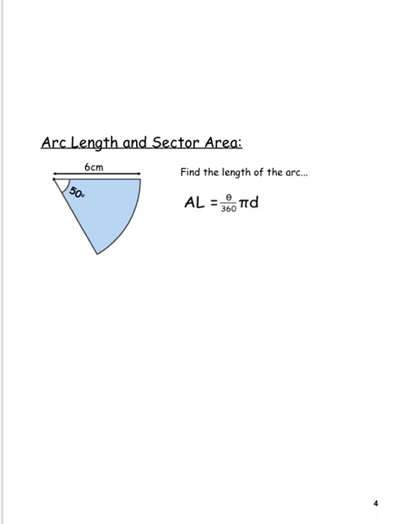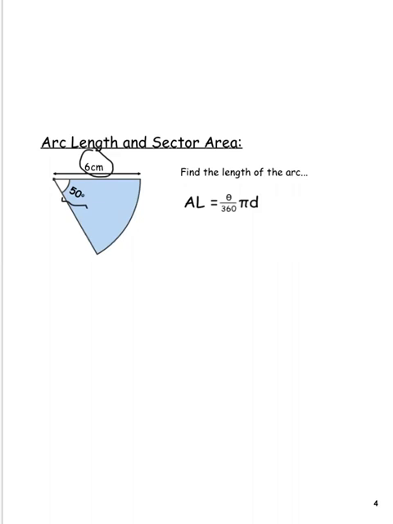So here's a quick example of arc length. The arc length is theta over 360 pi d. So in this case we have our theta being 50 degrees. That's right there. Our diameter is going to be twice this length because what we've got is radius is 6 centimeters. So our diameter is going to be 12 centimeters from one end of the circle to the other.